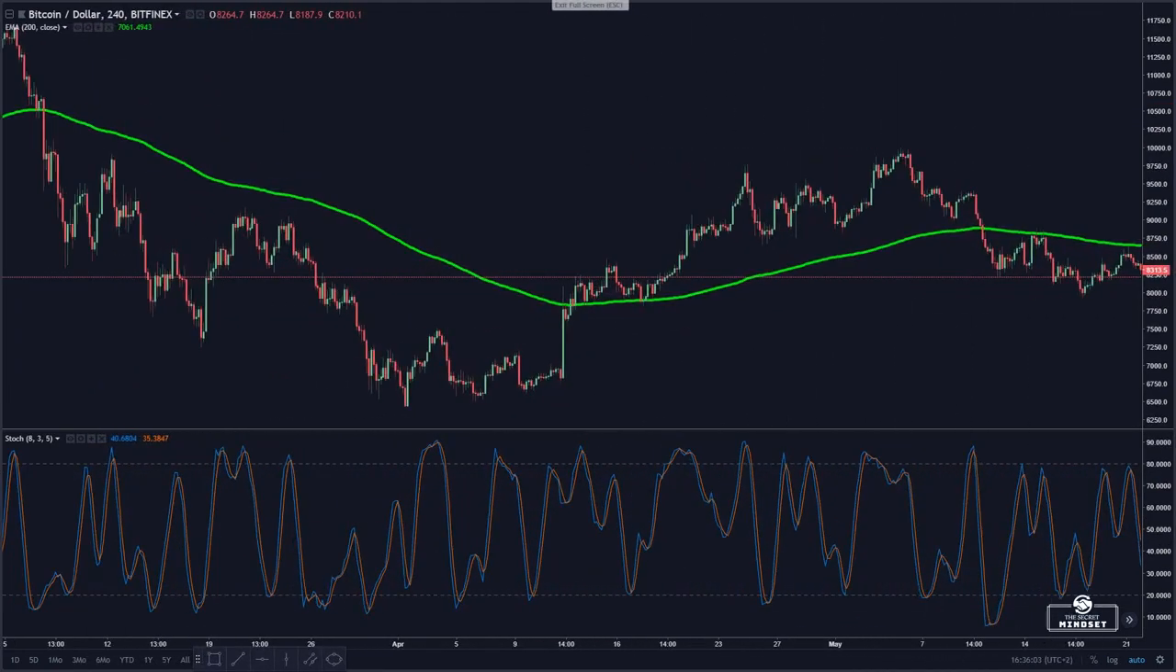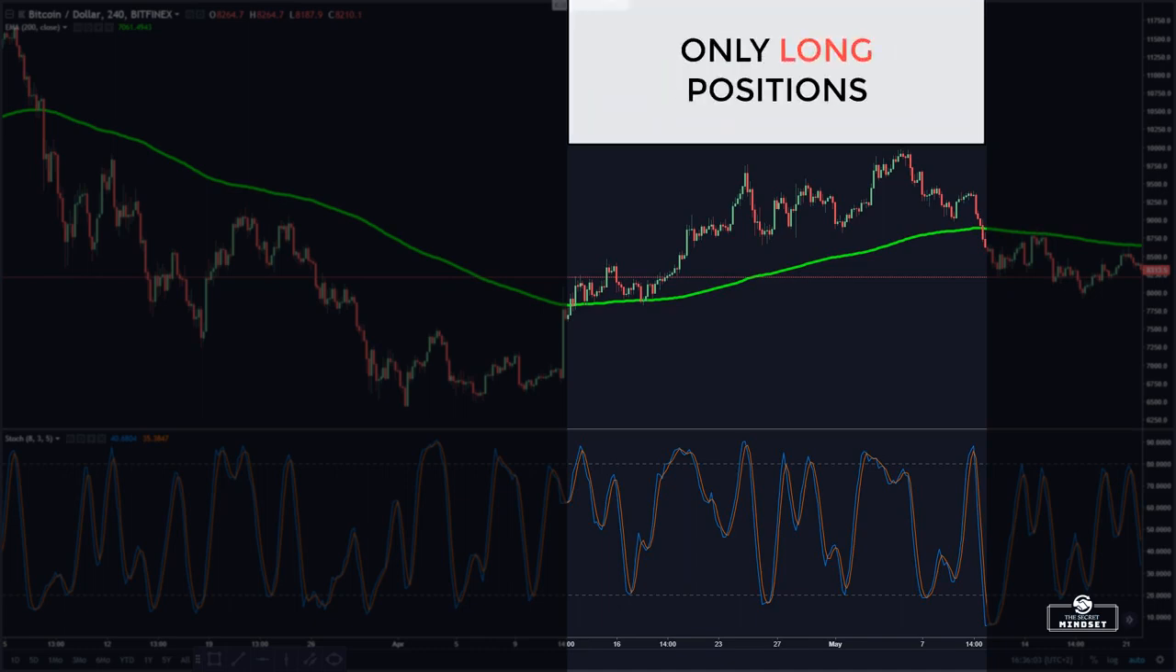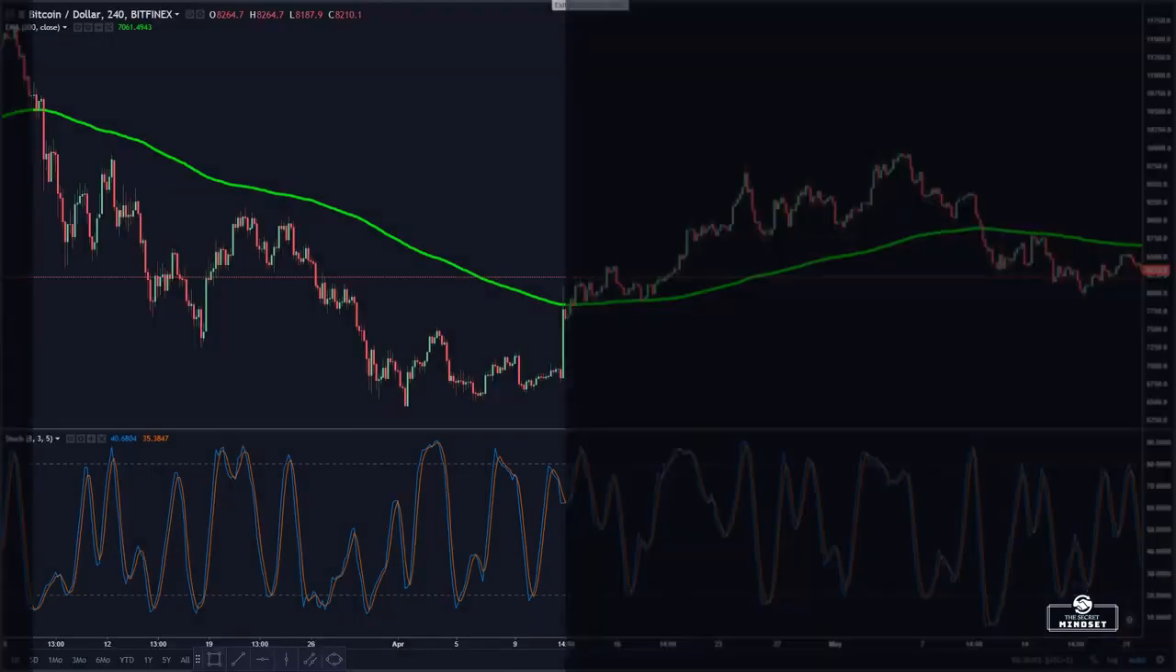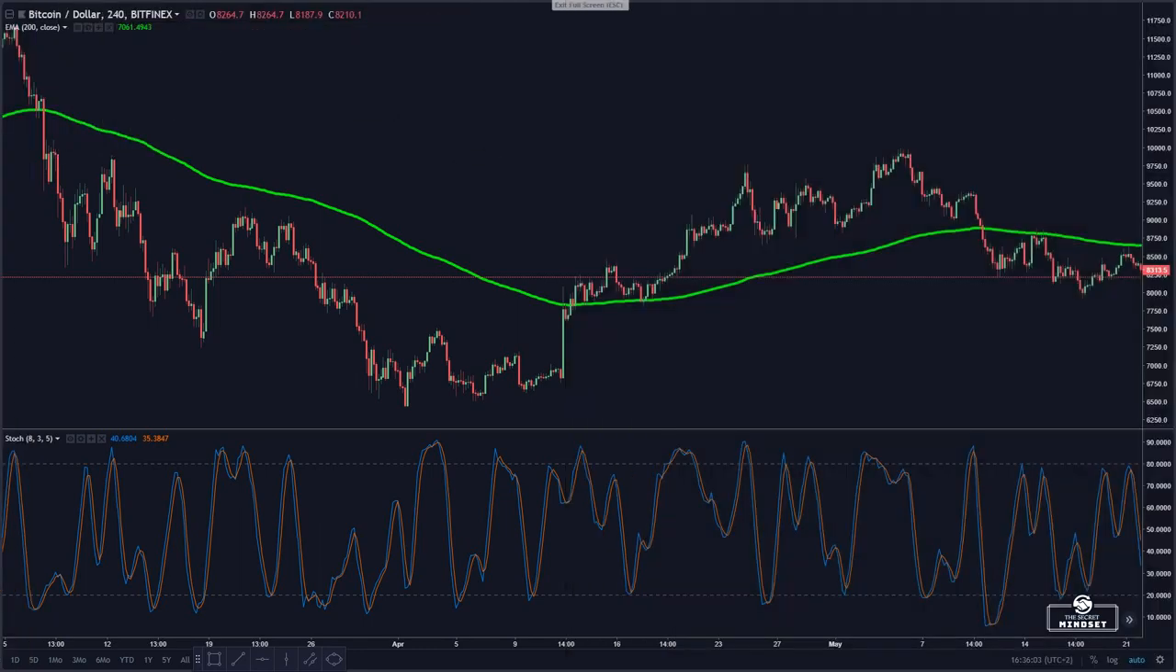Here's how we take signals with this swing trading setup. When the price trades above the 200 EMA, we consider taking only long entries. When the price trades below the 200 EMA, we consider taking only short entries.